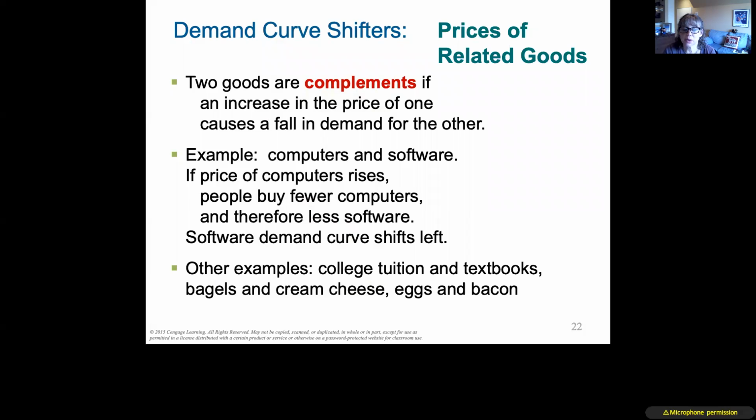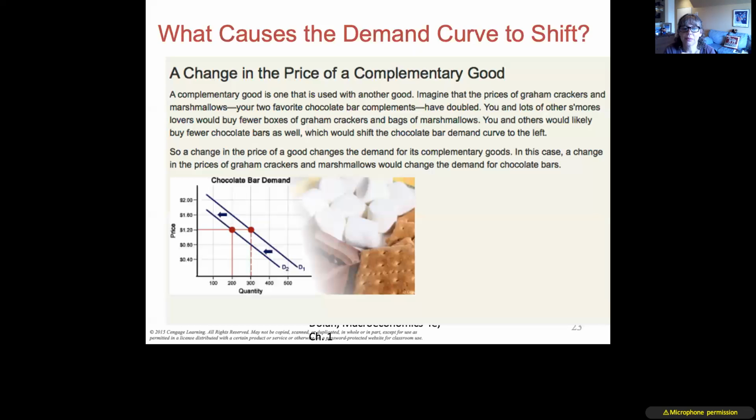College tuition and textbooks. If college tuition goes up, maybe fewer people go to college. If fewer people go to college, why do they need to buy textbooks? Bagels and cream cheese. If the majority of the population in the area eats bagels with cream cheese, and the price of bagels goes up, there's less demand for cream cheese. Eggs and bacon. Chocolate bars. S'mores. Yeah, that's their complement, right?